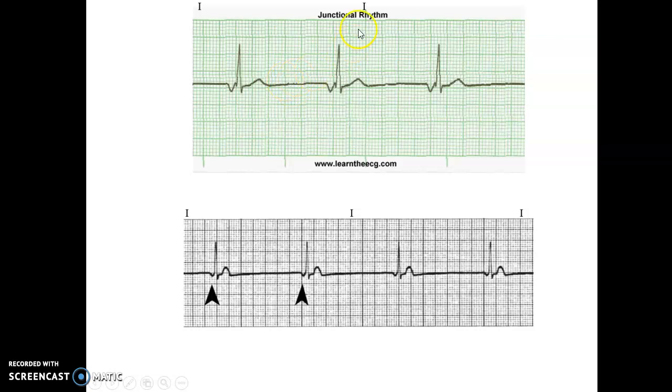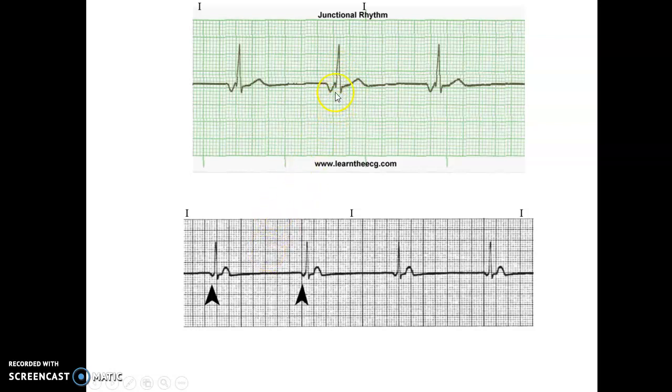Now this one here, this wasn't a full 6-second strip. It's marked up here. I only have 3-second markings. So this would make this one a rate of 40. But again, I see that I have an inverted P wave, and I go right into my QRS. And it looks like my PR interval is 1 to about 2.5 boxes. So this is going to make this JR at 40. QRS is a normal size.